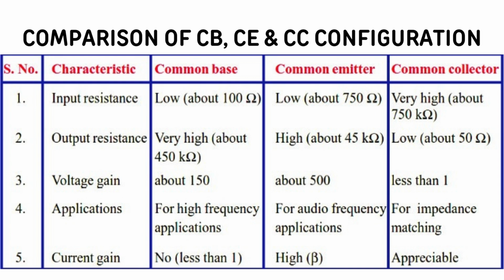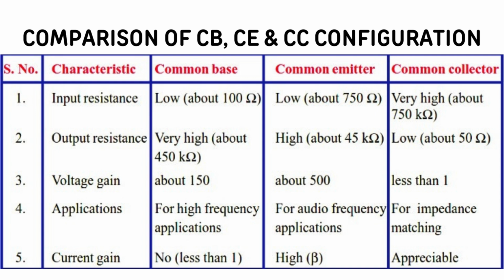Comparison of CB, CE and CC configurations. Characteristics: input resistance. In common base, it is low. In common emitter, it is more than common base, which is about 750 ohms. In common collector, it is very high. Output resistance in common base is very high. In common emitter it is high, whereas in common collector it is low.